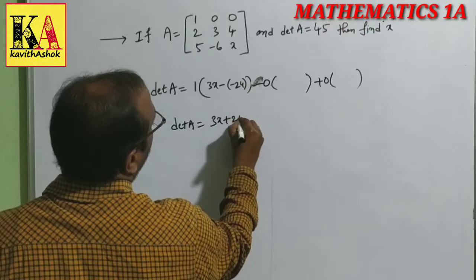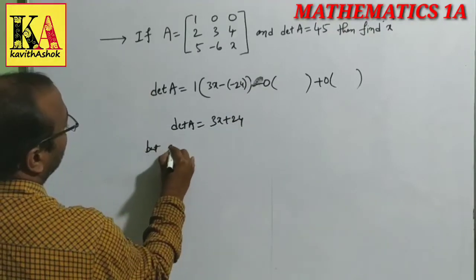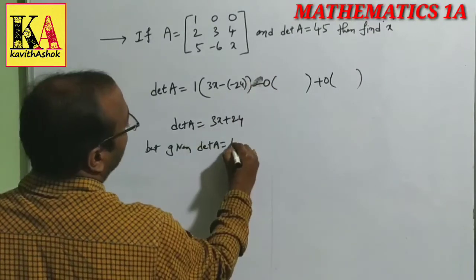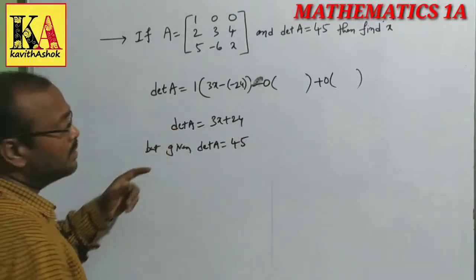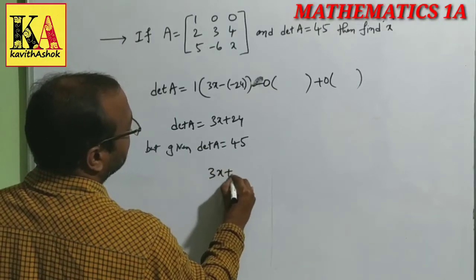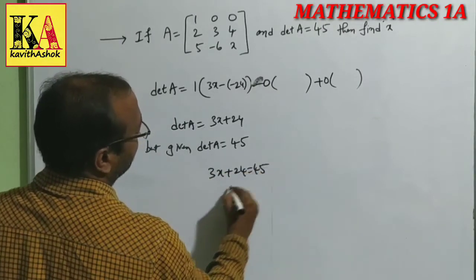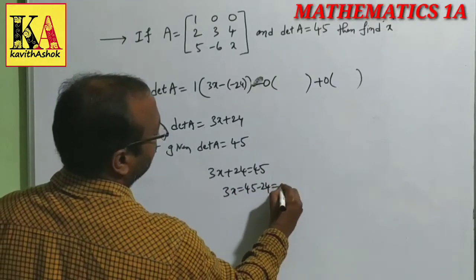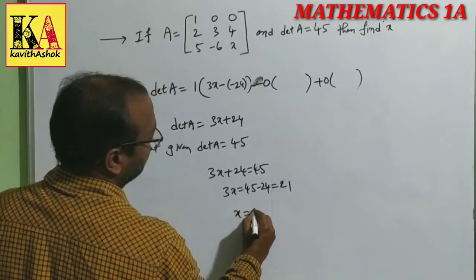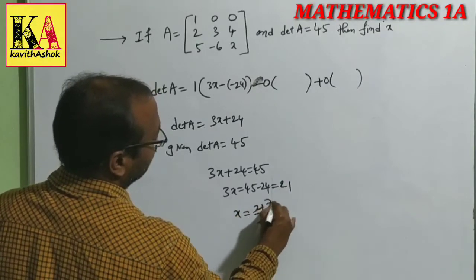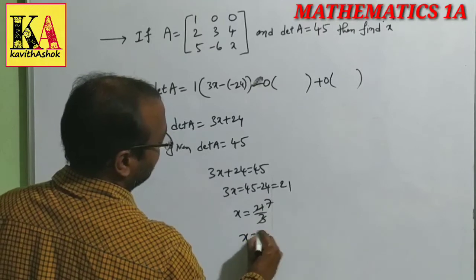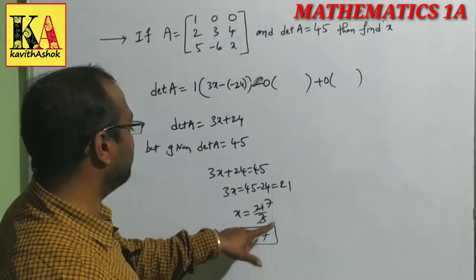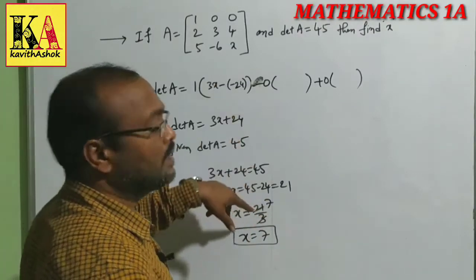But the given det A is equal to how much? 45. So both are the determinant only, so just equate them. 3x plus 24 is equal to 45. 3x is equal to 45 minus 24, that will be 21. X is equal to 21 by 3, which is 7. So the x value will be 7. Once again, 45 minus 24 is 21, 3x will be 21 and the x value will be 7. Like this we can calculate the answer.